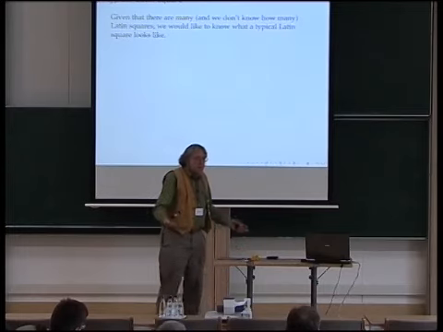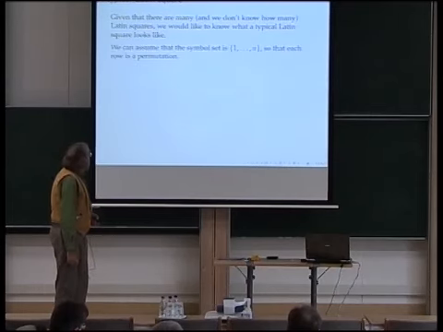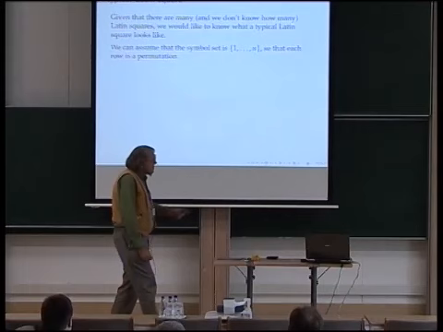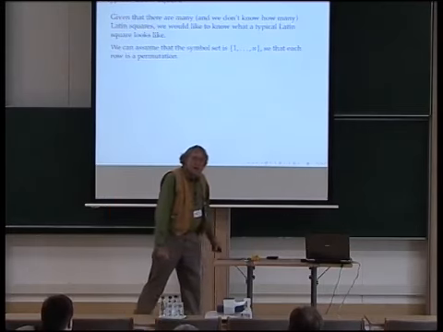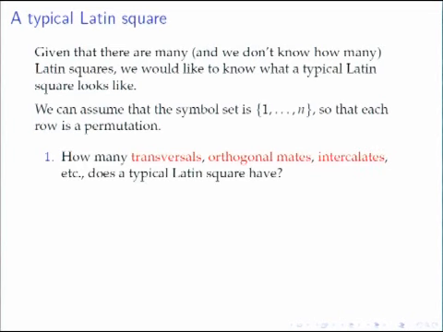So how do we explore? What are the typical properties? Things that we might like to know. Let's assume, as I did there, that the symbols are the numbers 1 to n rather than pretty colours or anything like that. How many transversals? I'll define these words in a moment. How many transversals does a Latin square typically have? How many orthogonal mates? How many intercalates?